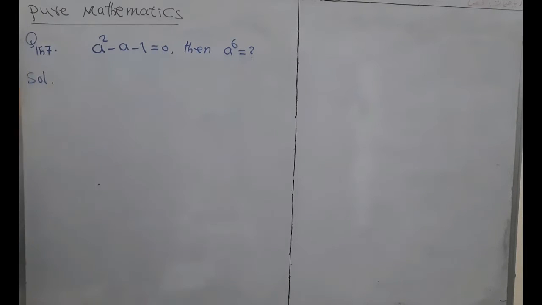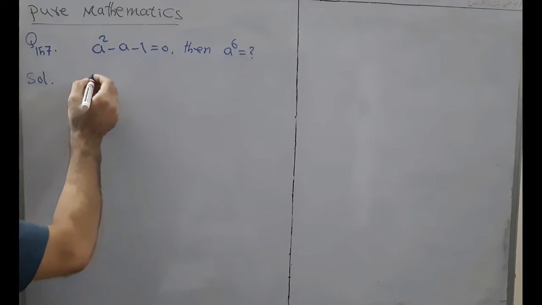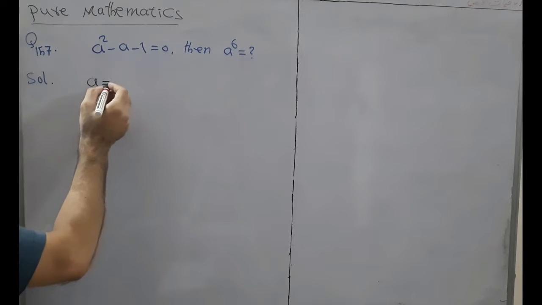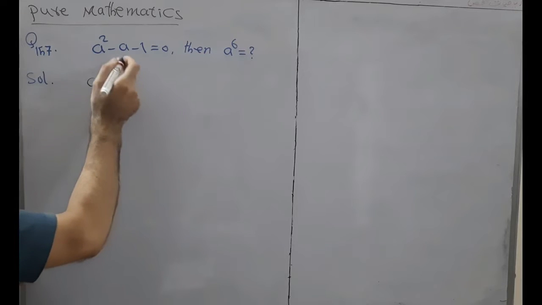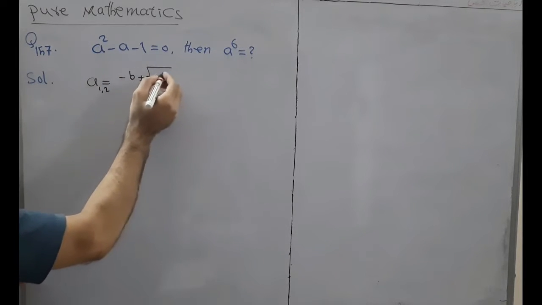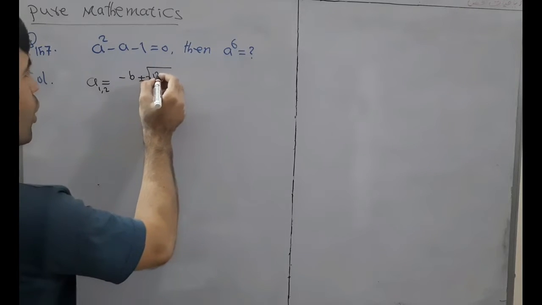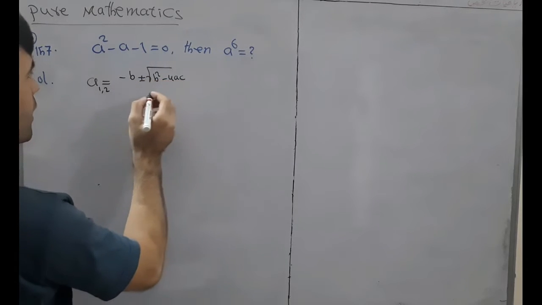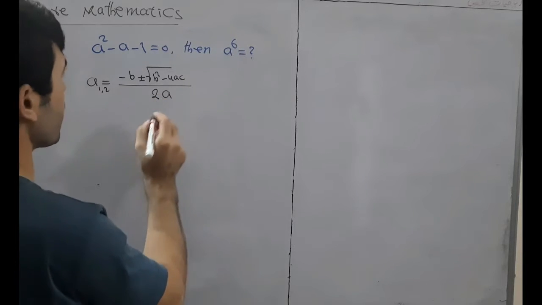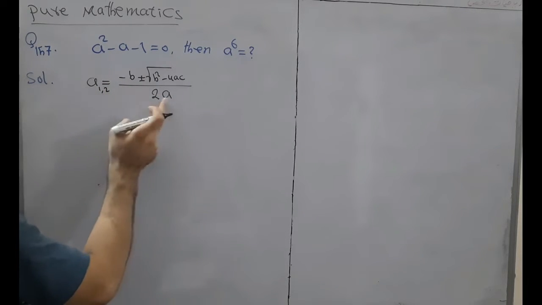Here we want to find the value of a. We use a formula. a 1 and 2 is equal to minus b plus minus square root of b square minus 4ac over 2 into a.